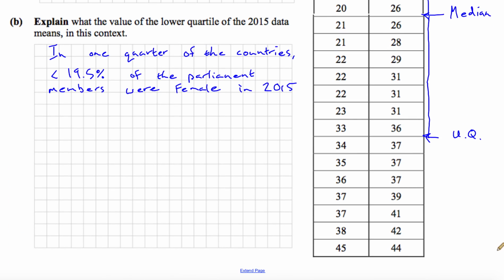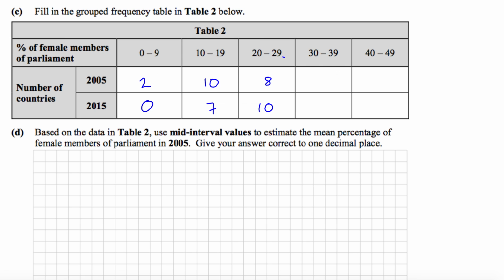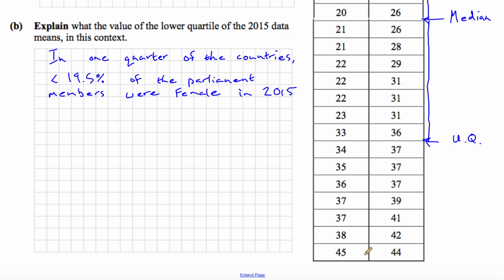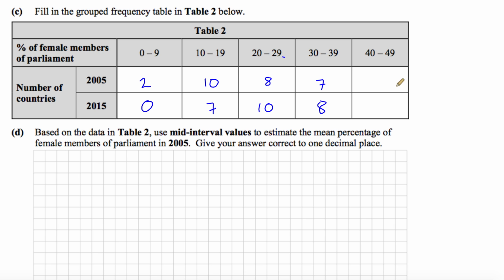So 30 to 39. For 2005, we've got 1, 2, 3, 4, 5, 6, 7. And for 2015, we've got 1, 2, 3, 4, 5, 6, 7, 8. So 7 and 8. And finally, the 40 to 49 group. In 2005, we have 1, and in 2015, we have 1, 2, 3. So that's 1 and 3.